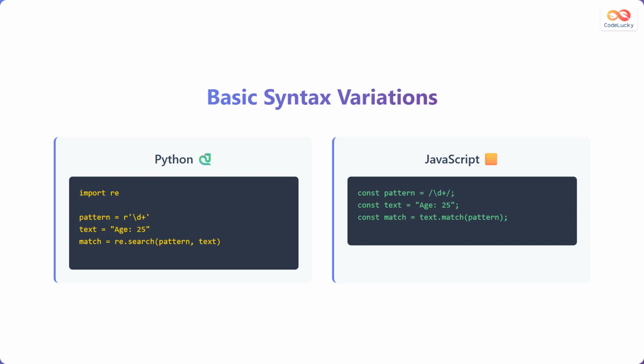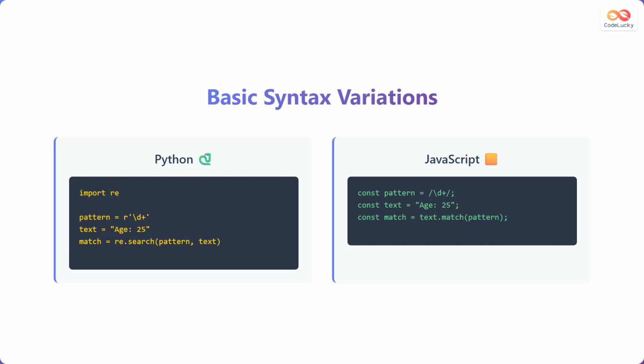On the left, we have Python code. Notice how we import the re module to work with regular expressions. The pattern is defined as a raw string, denoted by the r prefix, followed by the regular expression for one or more digits, which is \d+. We then search for this pattern within the text "age 25" using re.search.